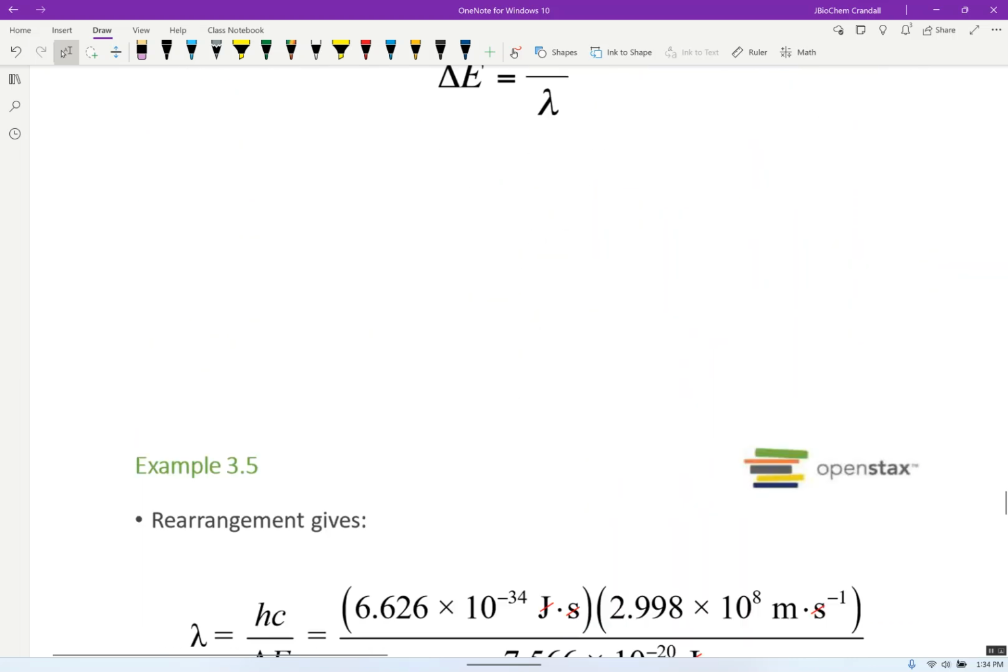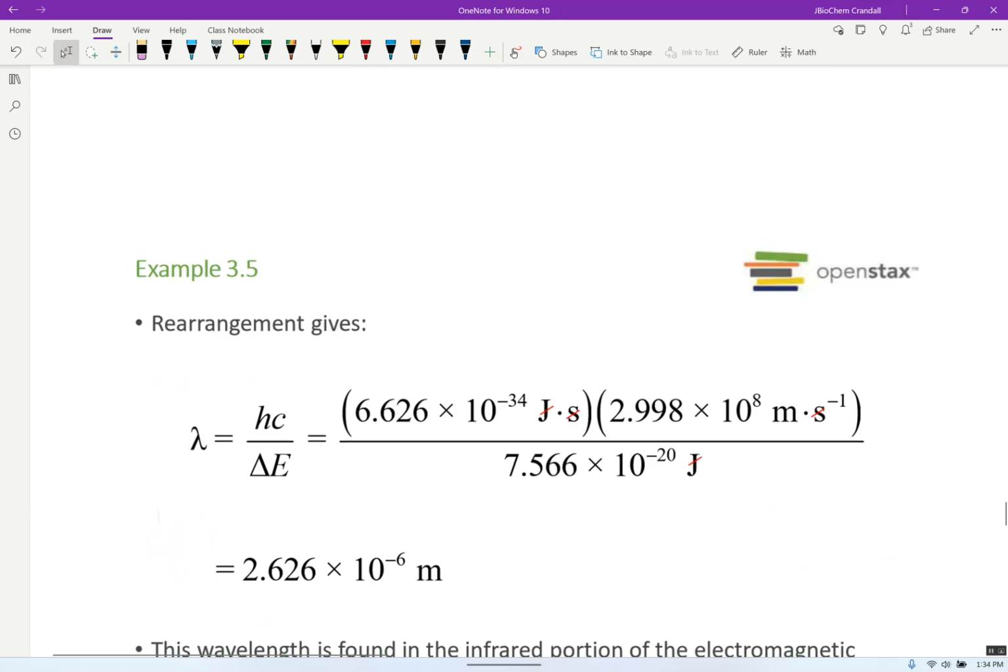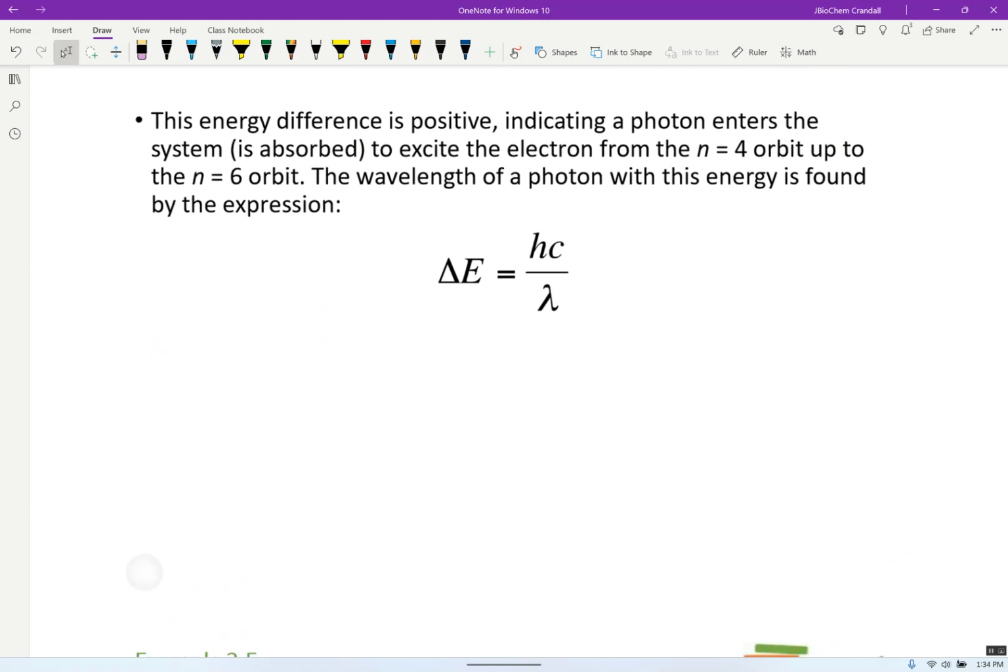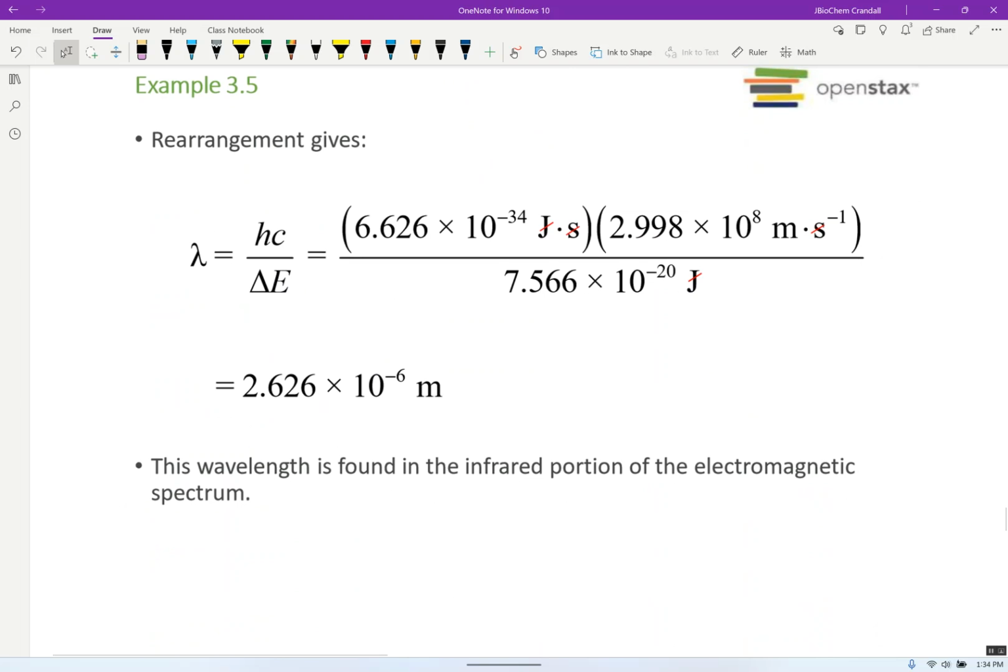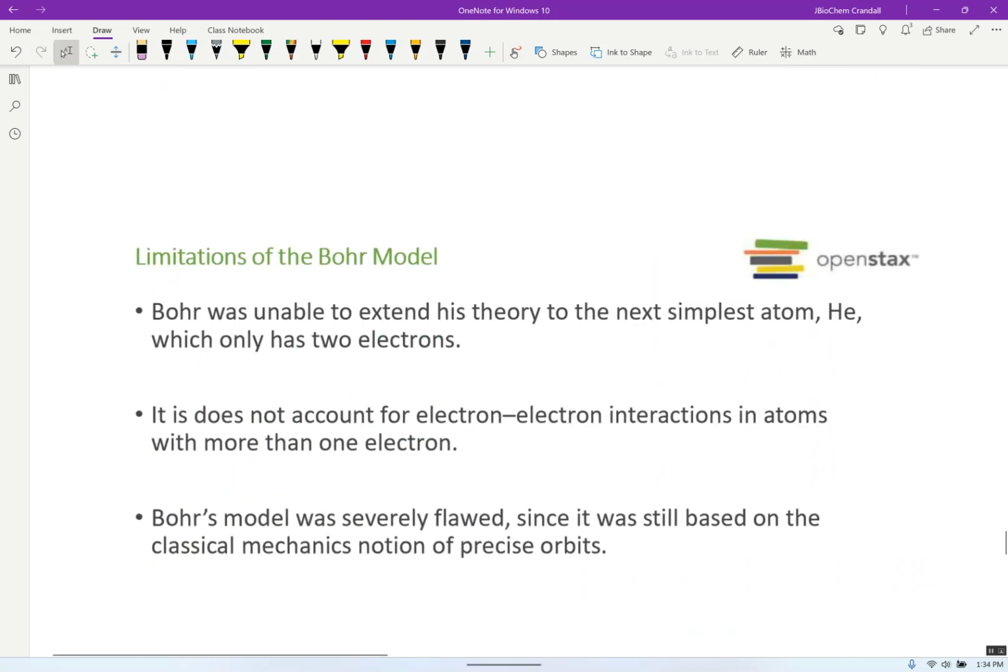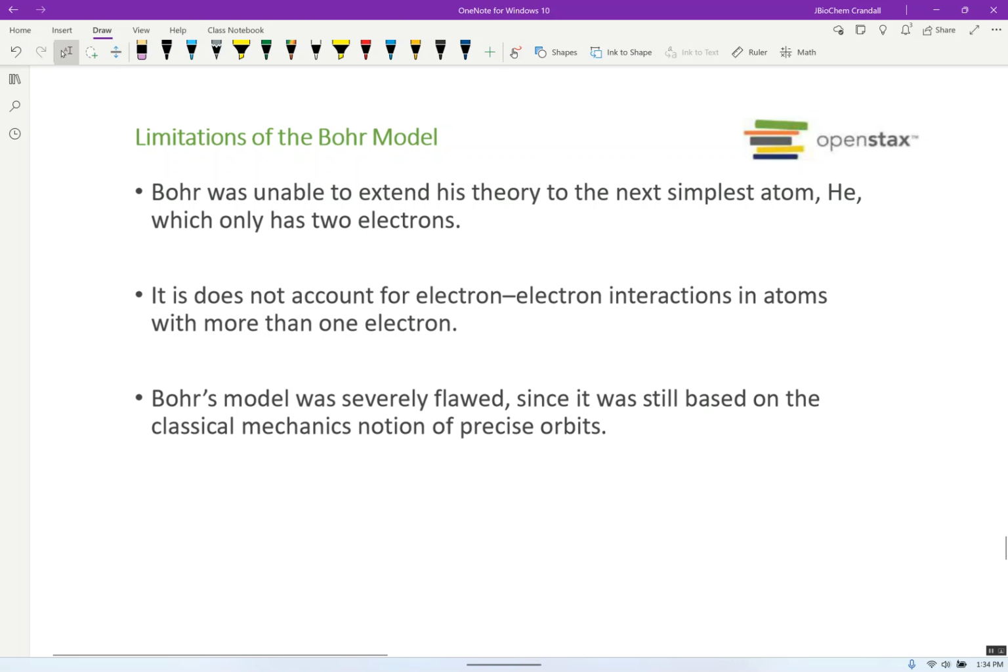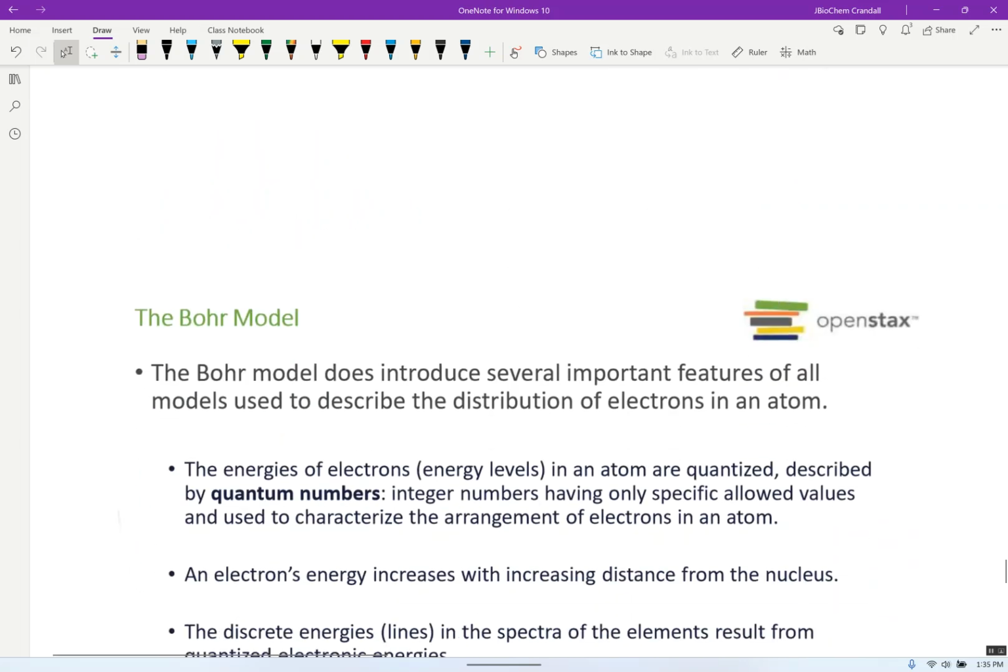Okay. Don't worry about that. I already know about that. This is just one of those change in energies. I'm not going to give you a question of that nature. Okay. All right.